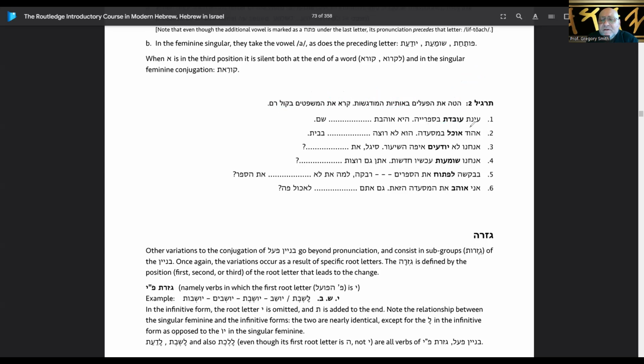Let me see what they've got here. We've got Einat. I remember that one. E-I-N-A-T, and it's feminine, which I can't figure out. Ovidet, and that comes from avad. Einat ovidet. עינת עובדת. Ovedet. Okay, ovedet. She's working.